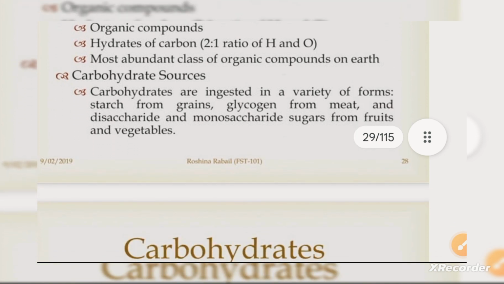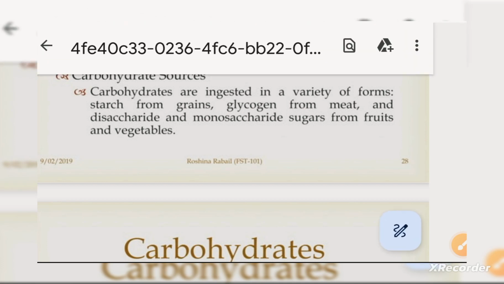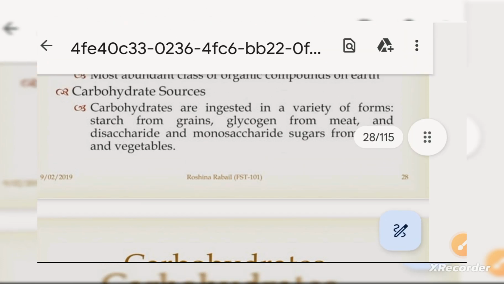So, carbohydrate sources. Carbohydrate is ingested in a variety of forms: starch from grains, glycogen from meat, and disaccharide and monosaccharide sugars from fruits and vegetables. Clear? And further, juices are also an intake of carbohydrate. Let's suppose any juice, Nestle or any brand, is an intake in the form of carbohydrate.